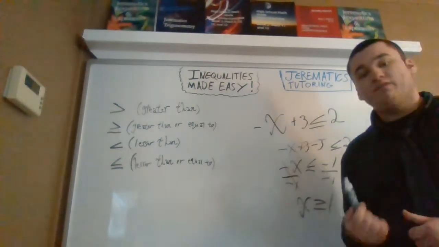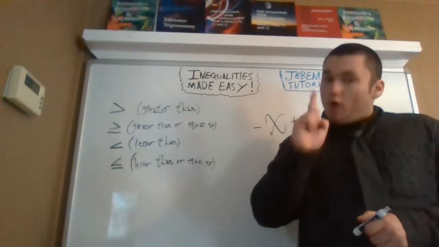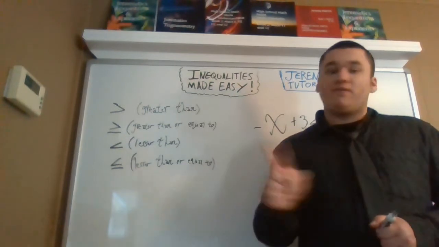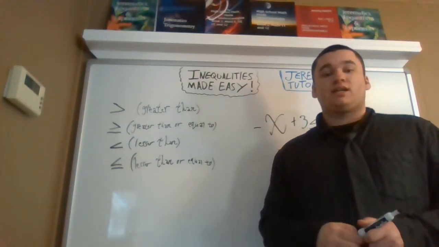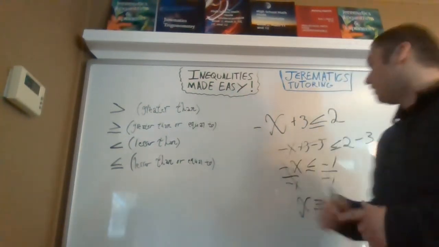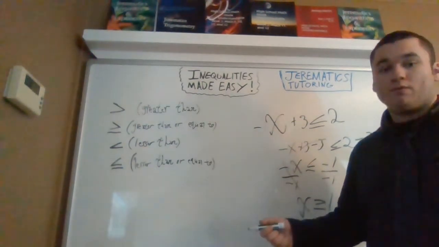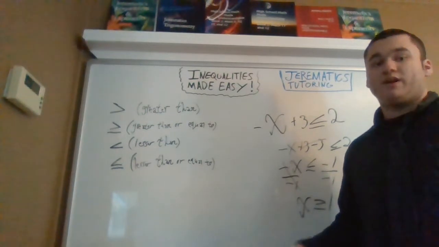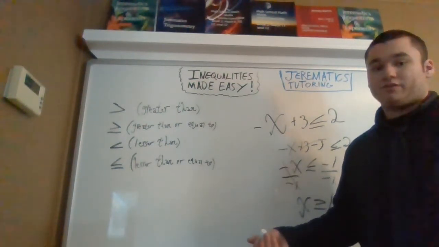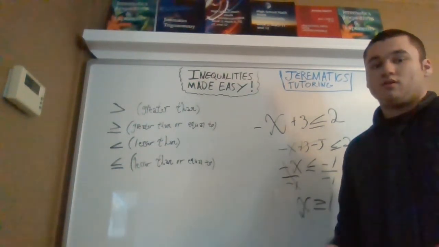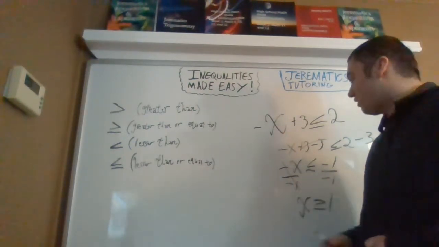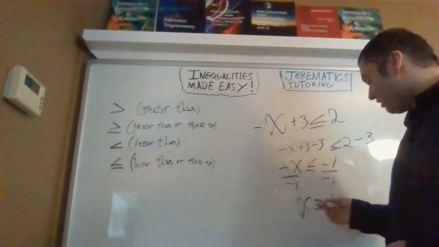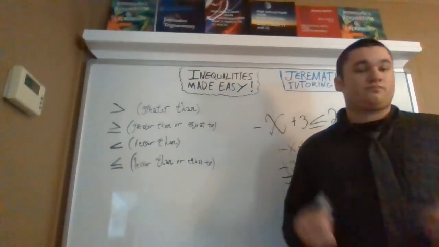Because the whole point of these inequalities is that it's not one value that satisfies them. There's an infinite number of values that can satisfy this inequality. You can plug in 1.1, 1.2, 1.3, 1.4, 1.5, and so on and so forth. You can just keep on plugging in anything as long as it makes this inequality true.